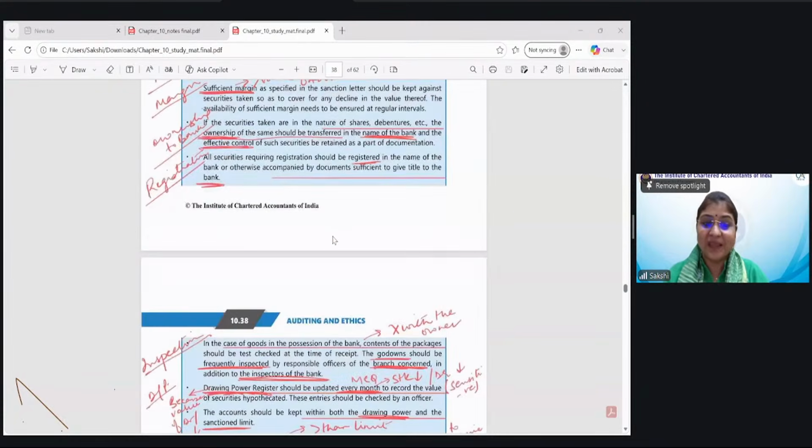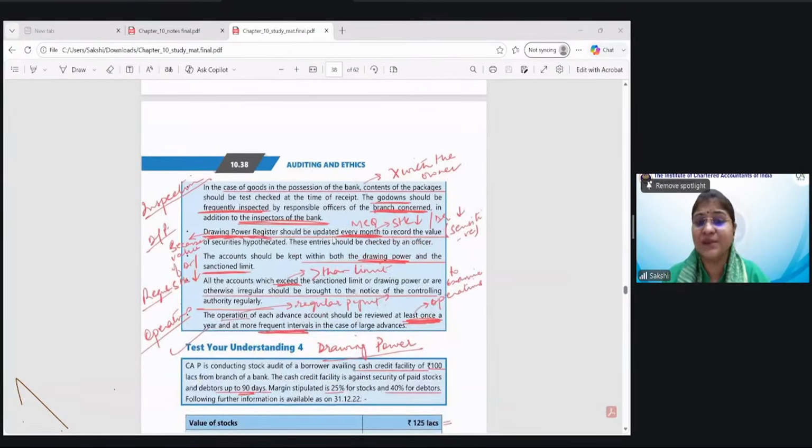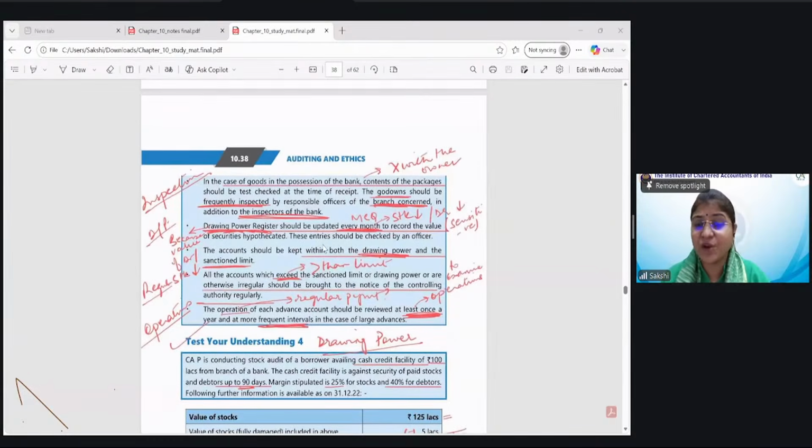Okay, all right. Then in case of goods in possession of the bank, the contents of the packages should be tested at the time of receipt. Means when it is not with the owner, the possession is with the bank. Then they say, if it is at the godown, the godown should be frequently inspected by responsible officers of the branch concerned, in addition to inspectors of the bank. So three things they have said: if it is in possession of the owner, if it is in possession of the bank, or if it is lying at the godown. If it is lying at the godown, then the inspection should be done regularly.